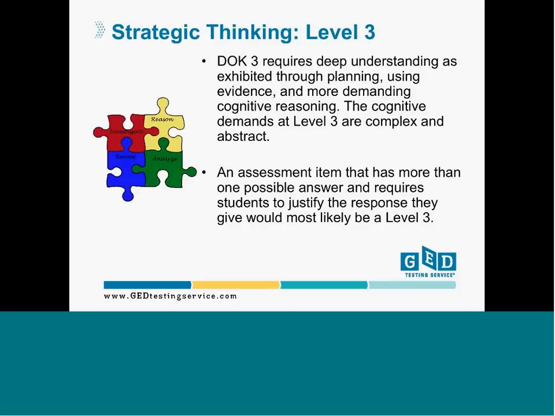We often think at this level about the fact that at Level 3, these demands are very complex and often abstract. And in an assessment item that's at Level 3, there's usually more than one possible answer. So a student is going to have to justify their response and use multiple steps as they move through. So let's look at some examples here.